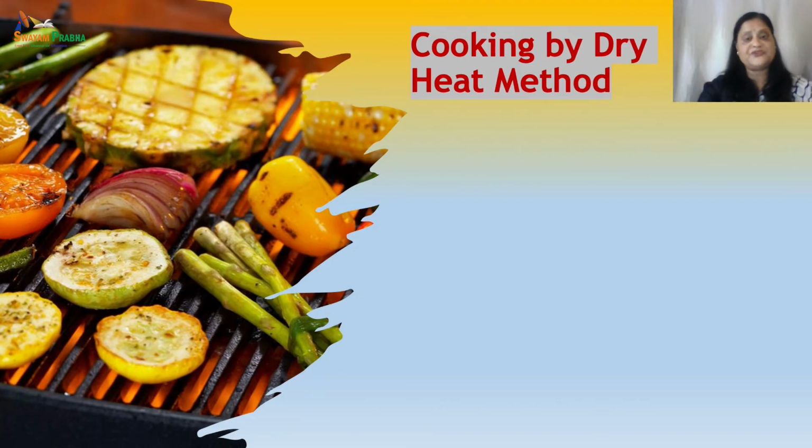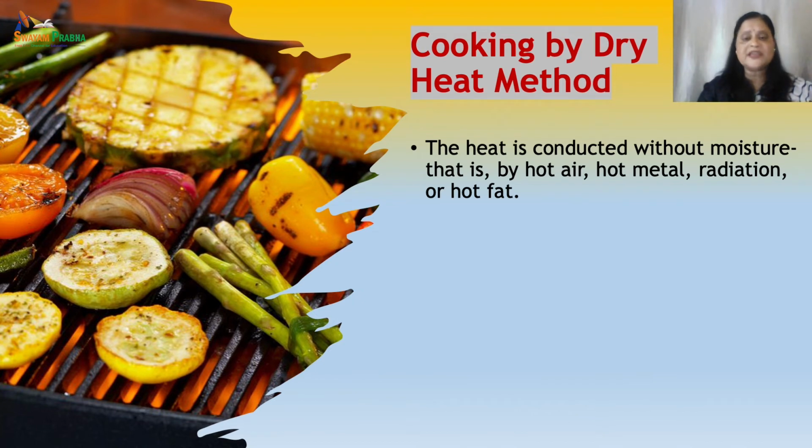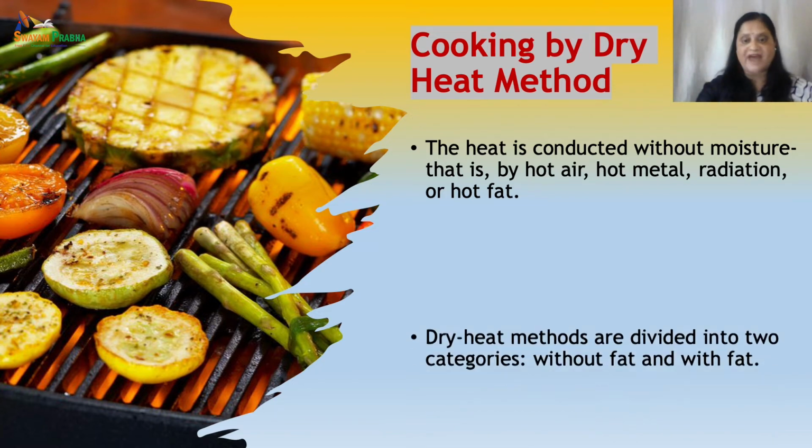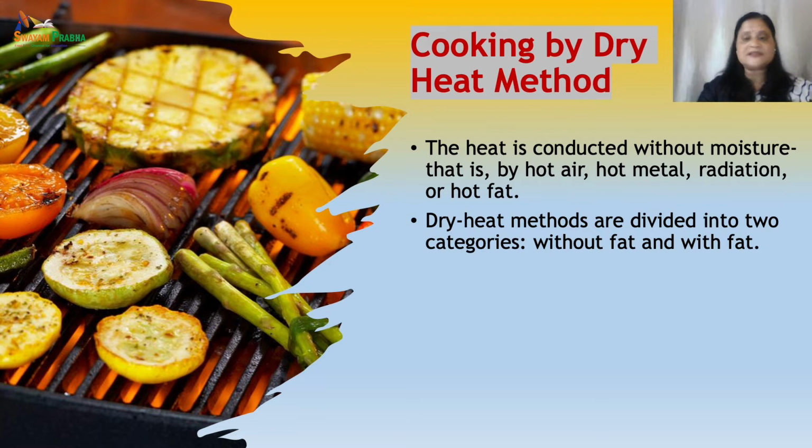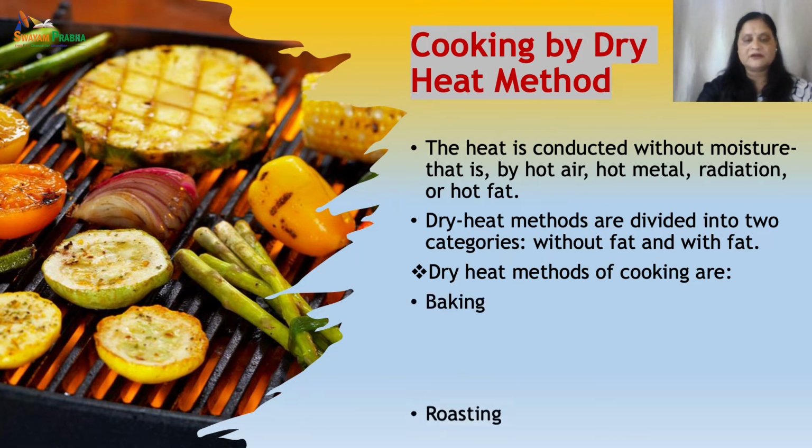Cooking by dry heat method. Dry heat methods are those in which heat is conducted without moisture, that is by hot air, hot metal, radiation or hot fat. Dry heat methods are divided into two categories: without fat and with fat. Dry heat methods of cooking are as under: baking, roasting and grilling.